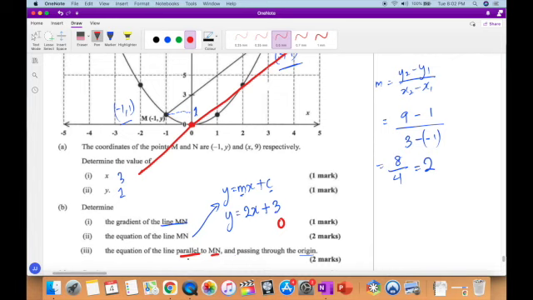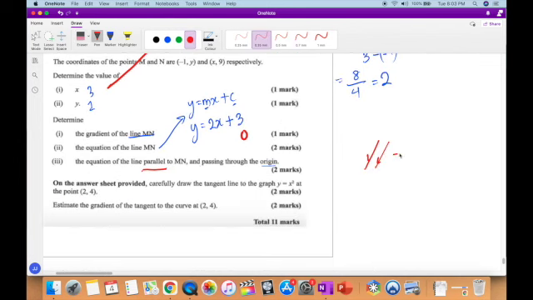Shazay, what do you know about parallel lines in coordinate geometry? What is the one thing that you know about parallel lines? Have the same gradient. Remember this, Shazay? Yes, sir.